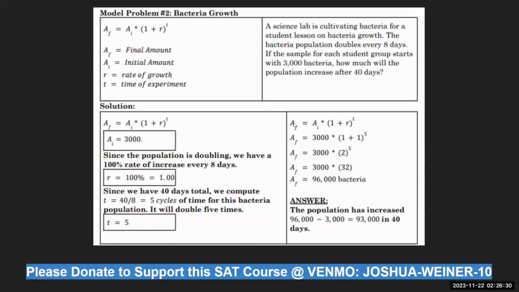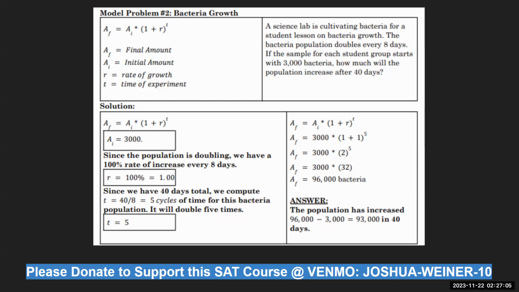Here it is, yeah. The final amount will be the initial amount, 3,000, times 1 plus the rate. It's a doubling rate, so 2 is the base of the exponent. It will be times 2 every 8 days. We set up the exponent for time as side work here, and since we have 40 days total, we compute t equals 40 divided by 8 equals 5 cycles of time for this bacteria population. So don't forget to divide by 8, because it has a doubling rate every 8 days.